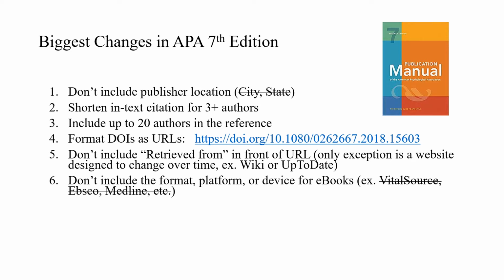5th, don't include retrieved from in front of your URL. The only exception to this is if you are citing a website designed to change over time, such as Wiki or UpToDate. 6th, don't include the format, platform, or device for ebooks. So you don't need to add VitalSource, EBSCO, Medline, etc.